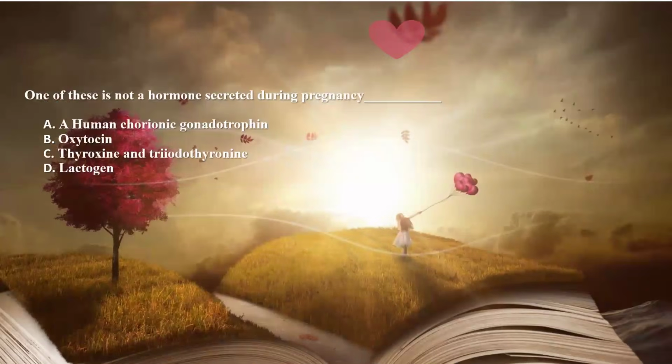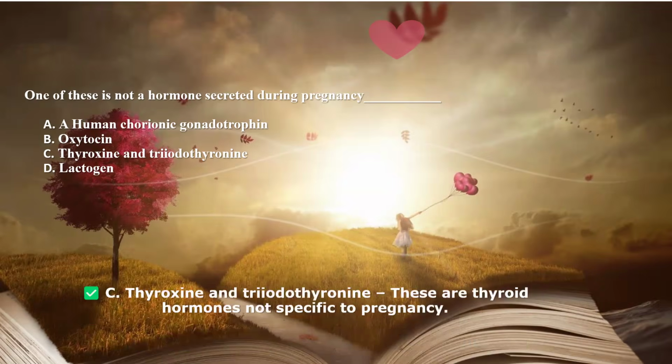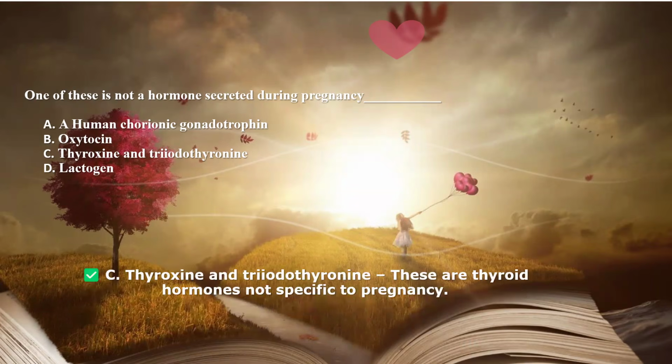One of these is not a hormone secreted during pregnancy. A, human chorionic gonadotropin; B, oxytocin; C, thyroxine; D, lactogen. The correct answer is C, thyroxine. These are thyroid hormones and are not really specific during pregnancy.